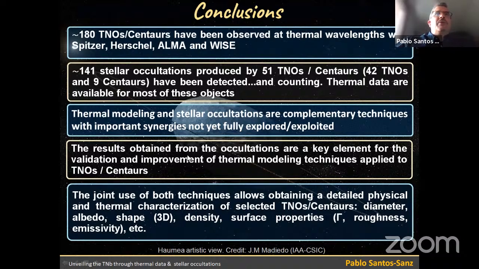The results from the occultations are a key element for the validation and improvement of thermal modeling techniques applied to trans-Neptunian objects and centaurs. And the joint use of both techniques, we have seen, allows obtaining a detailed physical and thermal characterization of selected objects, like diameters, albedo, shape, including 3D shape, density, surface properties like thermal inertia, roughness, emissivity, and others.